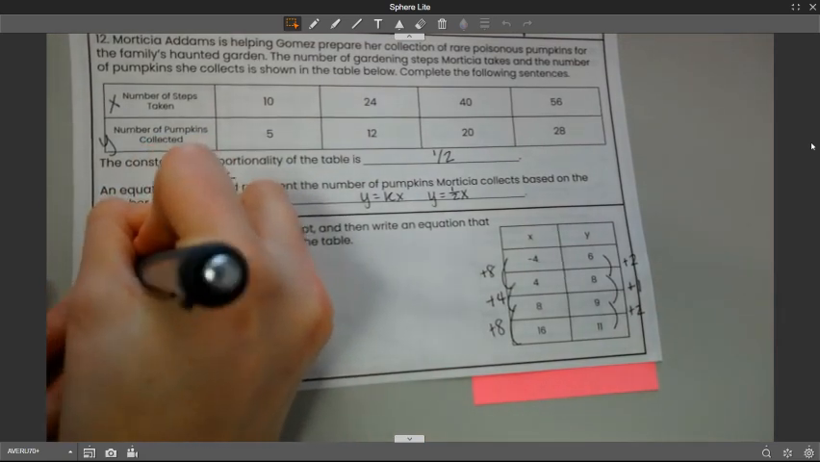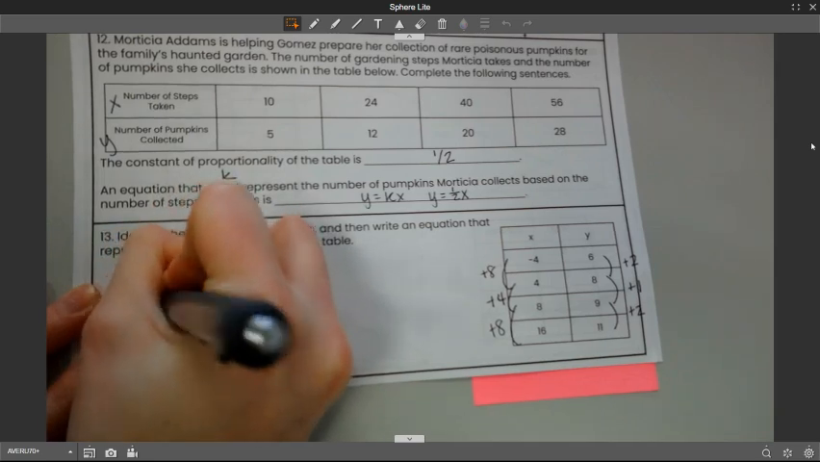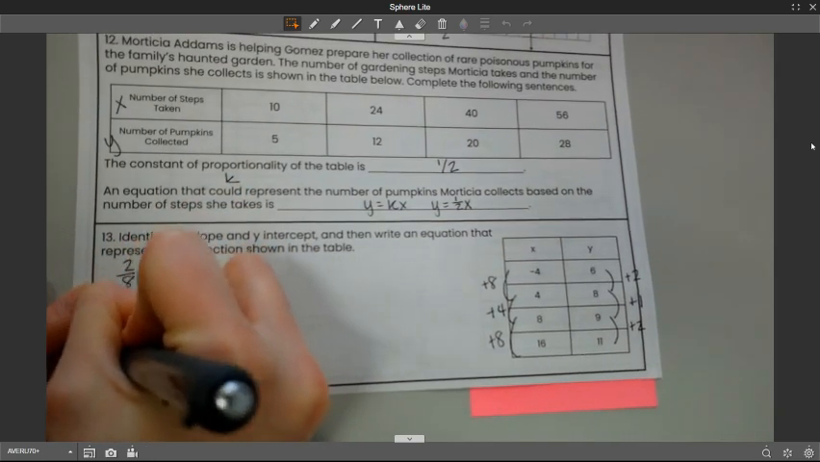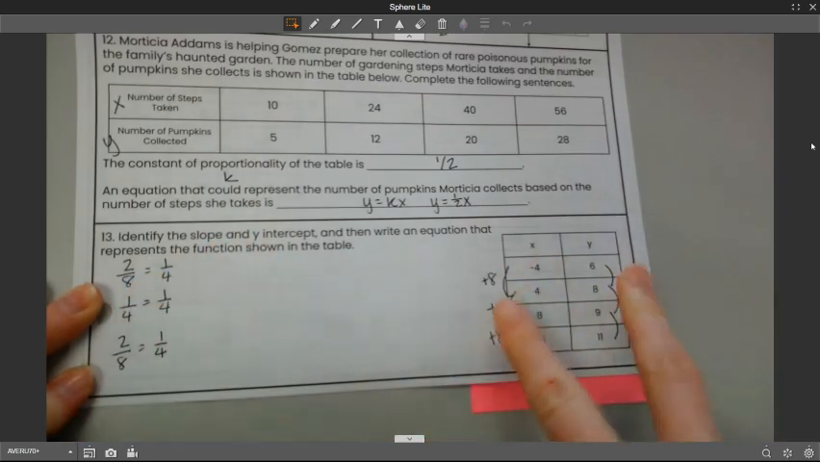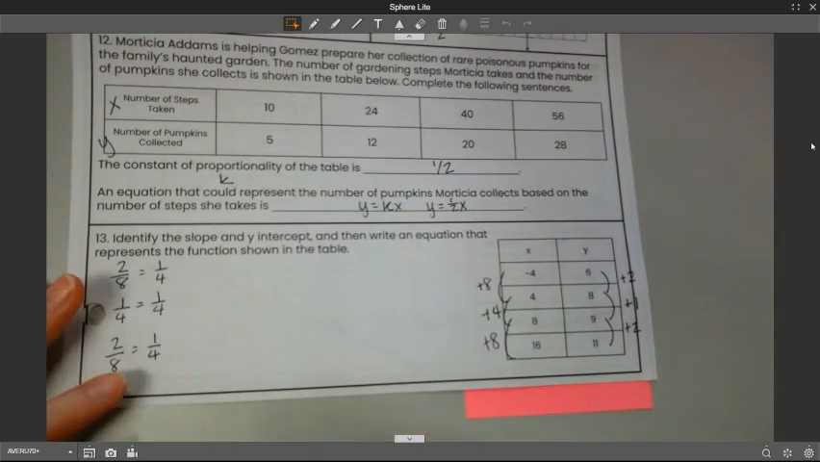So 2 over 8 simplifies to 1/4. 1 over 4, change in y over change in x, is 1/4. And 2 over 8 is 1/4. All I did was take my change in y and change in x and simplify them. So my rate of change is 1/4.